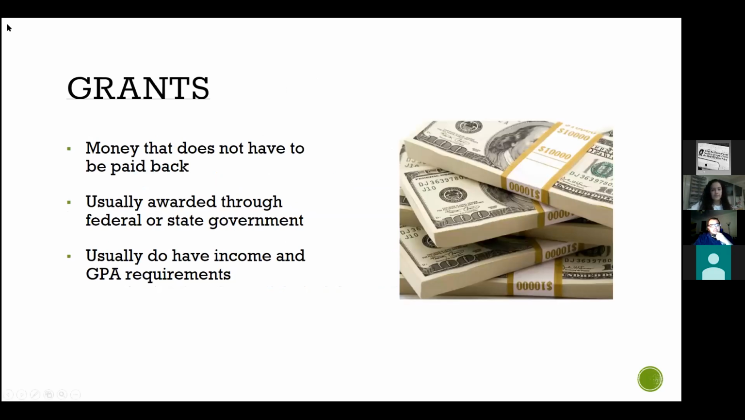Next thing that you would get offered would be grants. Grants is basically free money. Grants don't have to be paid back, and are usually awarded through the federal or state government, and do have some sort of income or GPA requirement. So if you're looking at the Pell Grant, which is a federal grant, or the Cal Grant, which is Cal Grant A, B, or C, depending on GPA and income, you might qualify for one or the other.